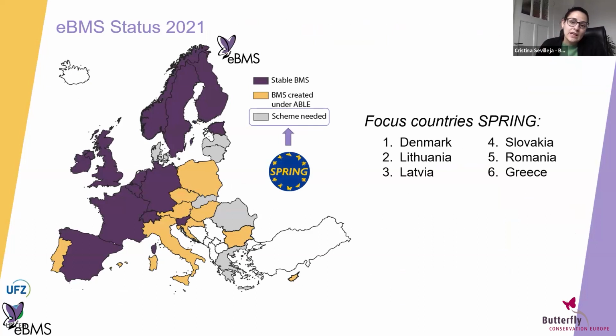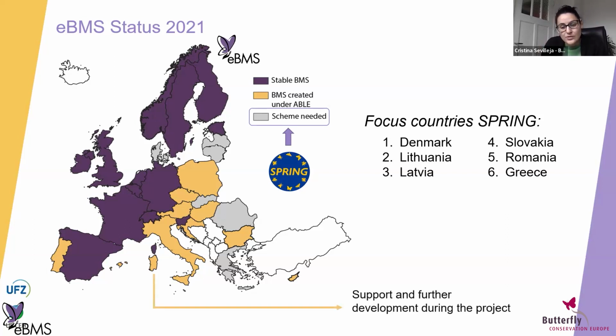It was in 2021. We have, of course, many countries with a stable BMS in purple that you can see in this map, and also in orange the countries that we were mainly working with during the ABLE project, where we managed to get the scheme running. But this time, for Spring, we were focused a lot on these six countries, which were our remaining countries to reach all the EU members. So I'm going to talk a lot about these countries, but of course, we also gave support to others.